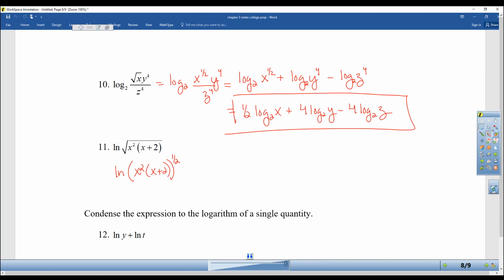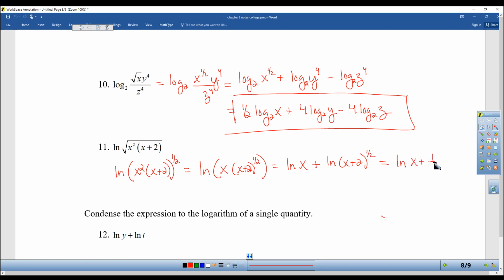So on our problem, that 1/2 with the 2 just makes that an x. And this 1/2 with the x plus 2, I'm just going to put with that one. And I can separate them. So natural log of x plus natural log of x plus 2 to the 1/2. Your final step is always to make sure you have no exponents. So I'm going to bring the 1/2 down to the front.